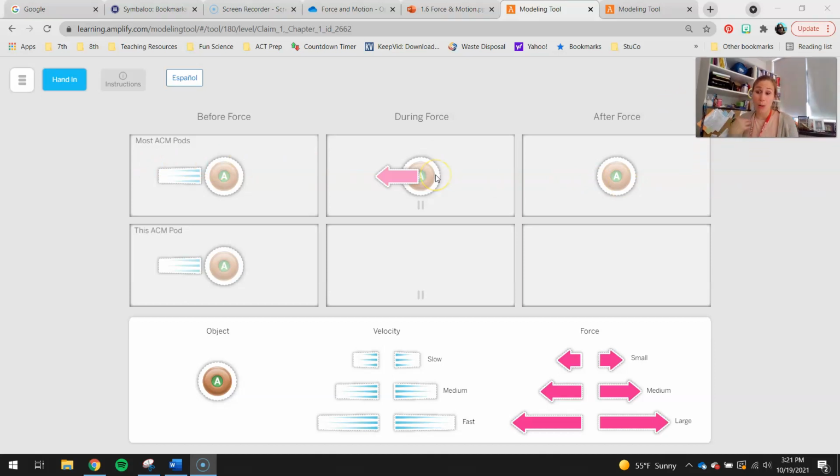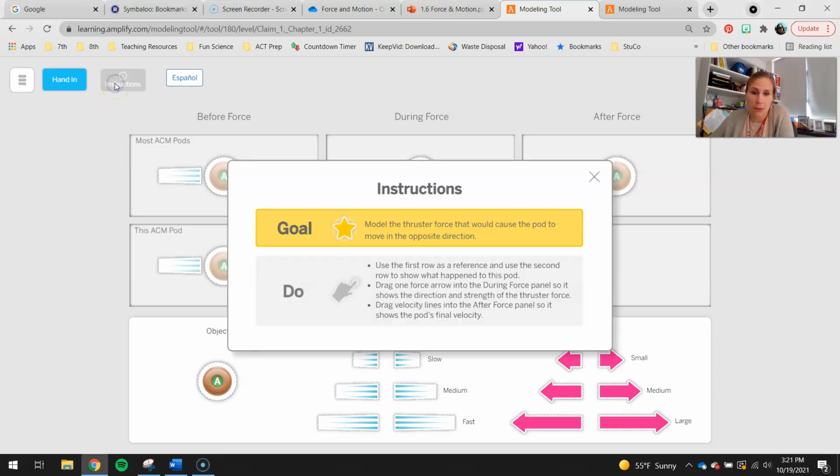But in the case of our ACM that we're studying in this unit, okay, that didn't happen. Remember that claim 1 states that the pod just turned around and moved in a different direction. So let's take a look at our instructions up here. Model the thruster force that would have caused the pod to move in the opposite direction.